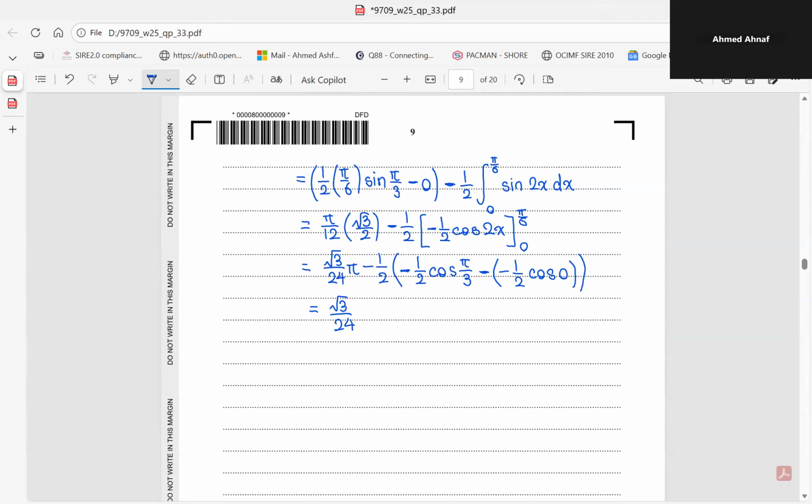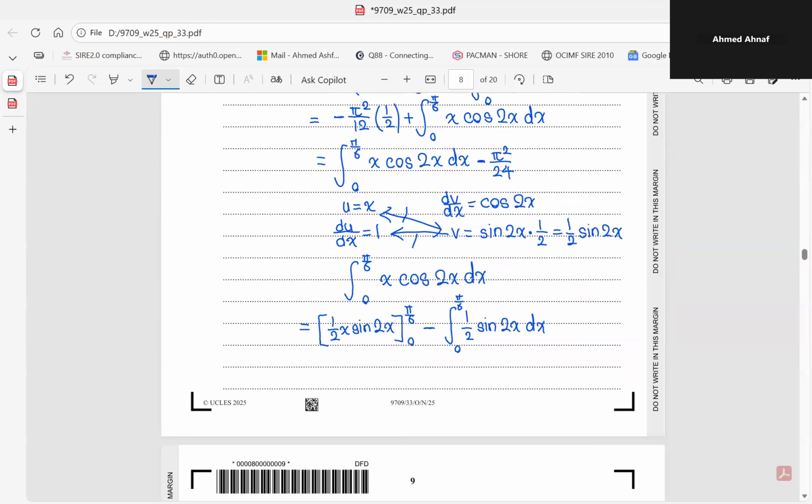So I'll just simplify all this using my calculator. So minus half cos 60 minus negative half cos 0. Just get 1 over 4. So you get square root 3 over 24 pi minus 1 over 8. So this is our integral of x cos 2x dx.